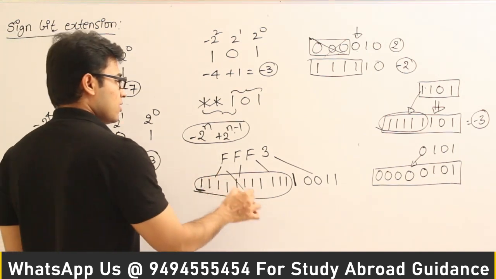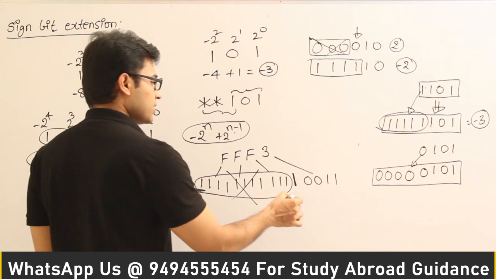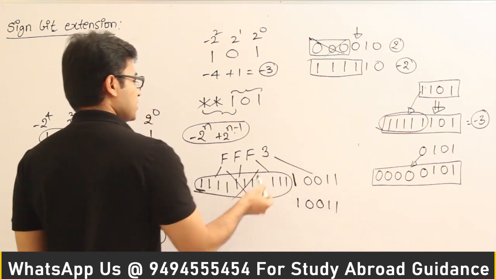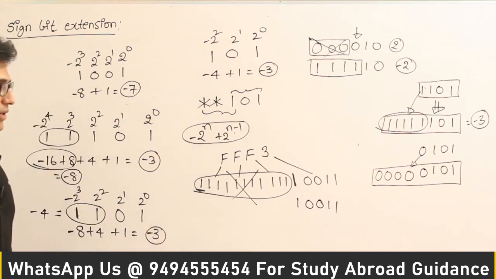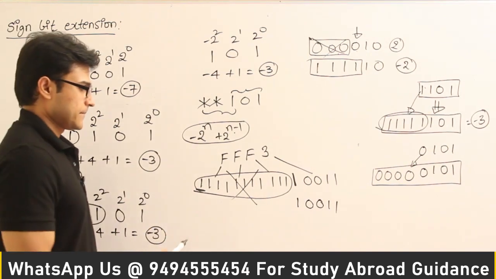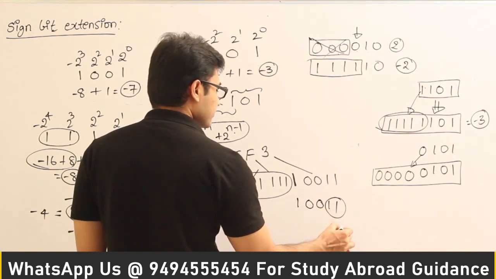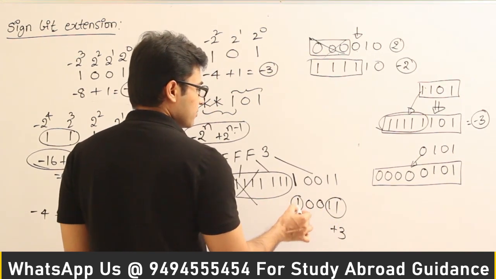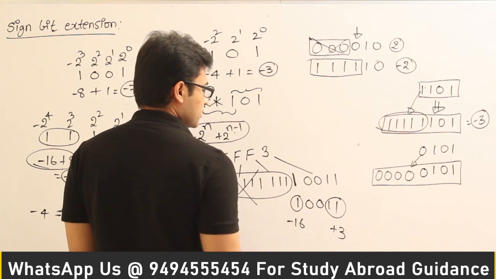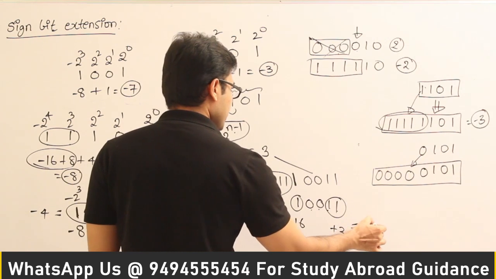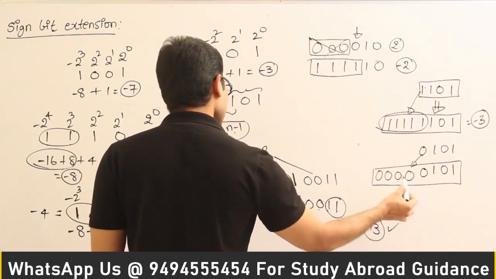Therefore these are all not required. So the number is simply 10011, which might have got extended to this using sign bit extension, right? Okay, now what is the value of this? So this is plus 3, right? And this one is, I think, minus 16, isn't it? 2 power 0, 2 power 1, 2 power 2, 2 power 3, 2 power 4. Therefore it is going to be minus 13. Therefore the answer is minus 13.